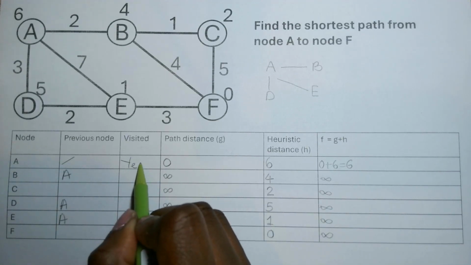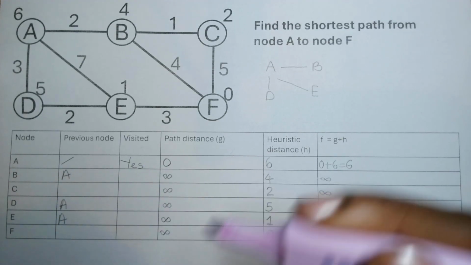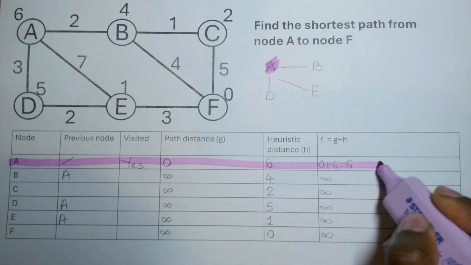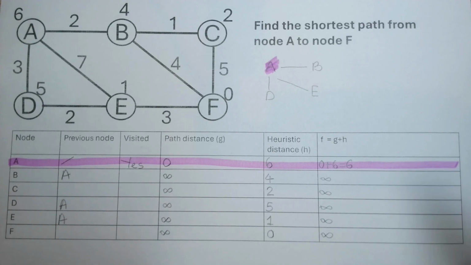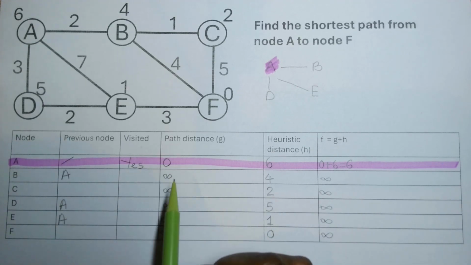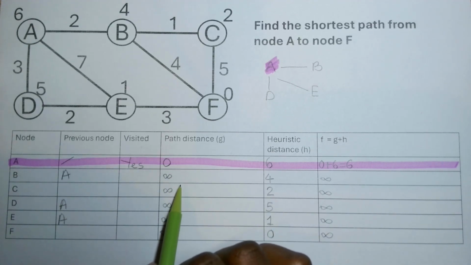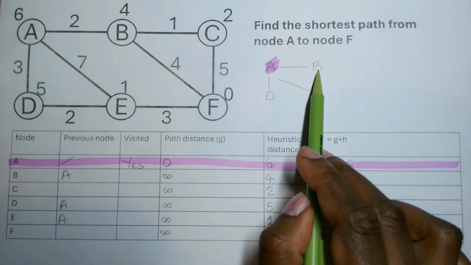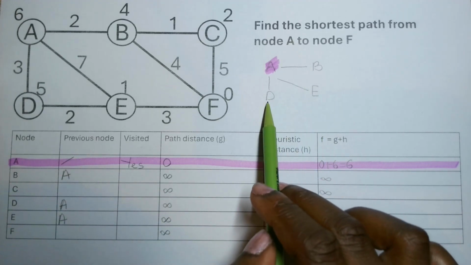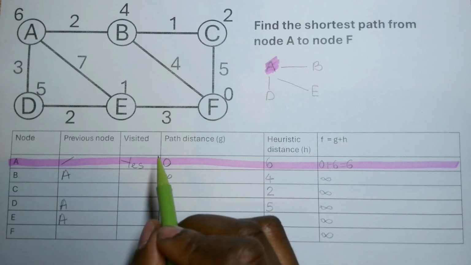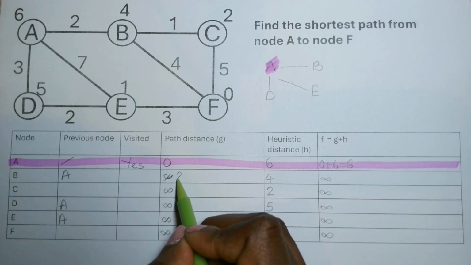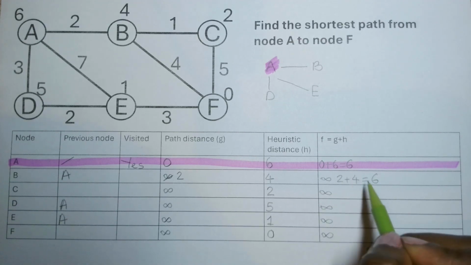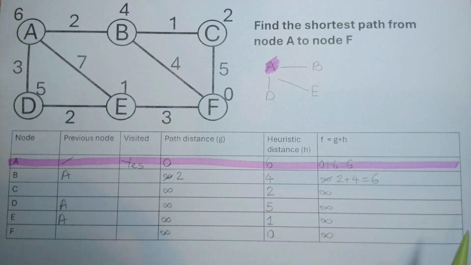A is now visited, and I'll highlight it to say A is now visited. Then we need to calculate the G scores and the F score for the neighbors B, E, and D. B is 2, so it's smaller than infinity. 2 plus 4 is 6, which is smaller than infinity.